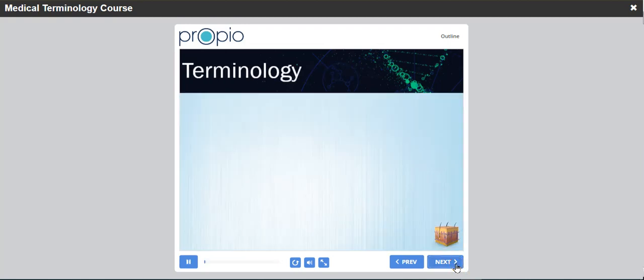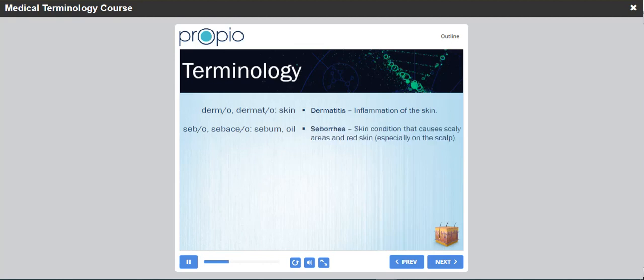Now let's talk about sample terminology you need to know. Derm, pertaining to the skin. For instance, dermatitis, the inflammation of the skin. Seb is pertaining to sebum, oil. For instance, seborrhea, a skin condition that causes scaly areas and red skin, especially on the scalp.